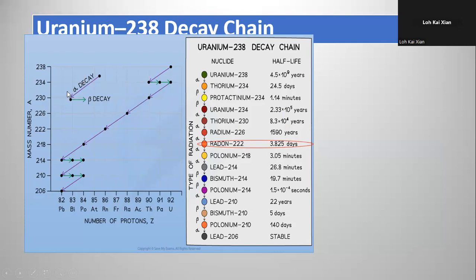This is alpha decay, going down. Going to the left is beta decay. A-level will require you to be able to draw all this. So that is your uranium-238, and then there's your radon. So uranium goes through a series of decays. This radon is also radioactive. It will decay to polonium.